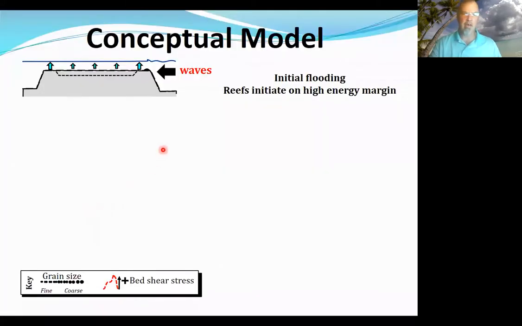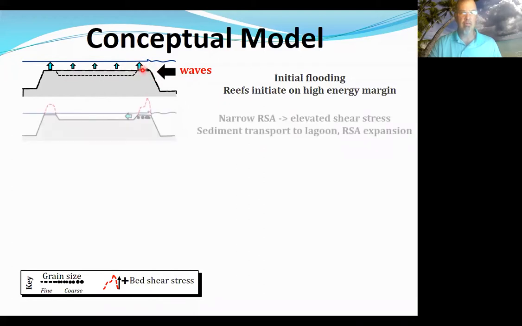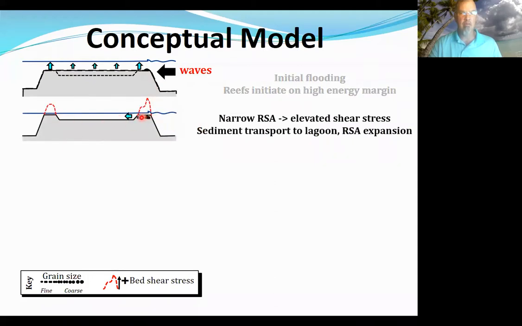So being a geologist, I had to come up with an arm-wavy, cartoon-like conceptual model to let people hack at it. Basically, the conceptual model is that we have a platform which is flooded, and it might have marginal reefs, might be flat-topped, which is what this dashed line is supposed to represent. With waves from the eastern side, the reefs will initiate on the margins, so they'll grow the fastest. So we set up this kind of raised rim. With this narrow reef and reef sand apron, we get elevated bed shear stress with sediment transport to the lagoon. We'll get the expansion of the reef sand apron.